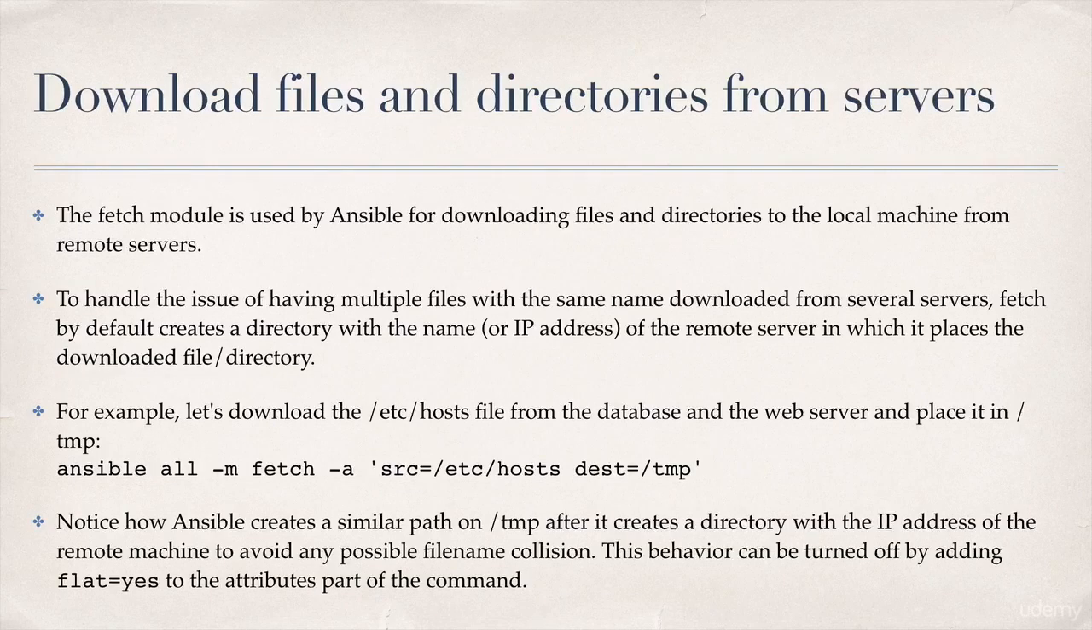Now let's have a look at how to download files and directories from the remote server. The fetch module is used by Ansible for downloading files and directories to the local machine from remote servers. But to handle the issue of having multiple files with the same name downloaded from several servers, fetch by default creates a directory with the name or the IP address of the remote server in which it places the downloaded file or directory. So let's see that in action.